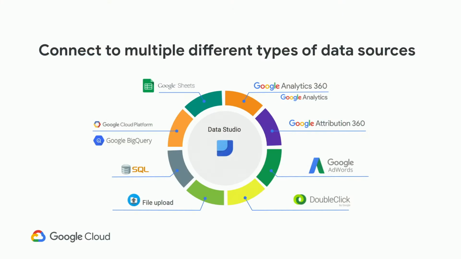Okay. So it connects to a lot of different types of data sources, including Google Sheets, our platform BigQuery, and then advertising, DoubleClick, and even Google Attribution 360 and Analytics 360. Wow, that's a lot. So I would say Data Studio will be a nice place where you can combine everything that's coming from Google and then have a central place to actually make those visualizations. All right, so that's a very nice place to actually take care of.